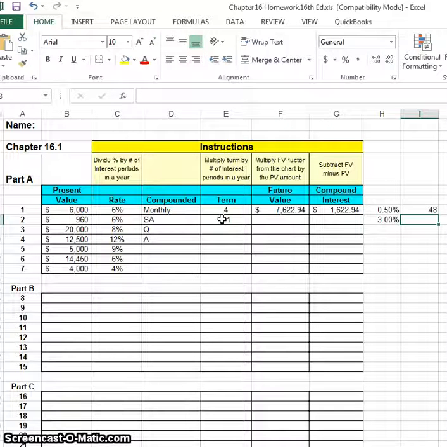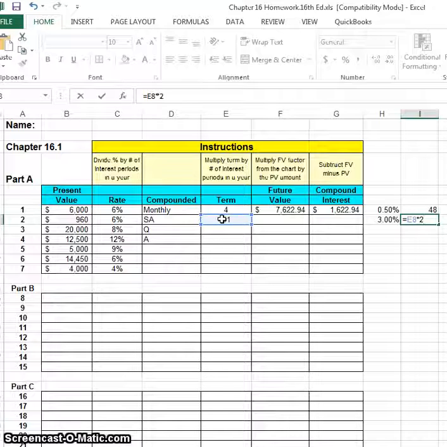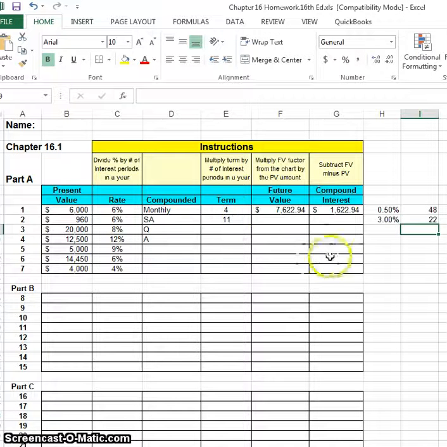So 11 years at twice a year will be 11 times 2, and so the number of compounding interest periods that we have for problem number 2 is going to be 22. And that does not mean it's 22 years, it's still 11 years, but twice a year the compounding will be done. And so that leaves us with 22 interest calculations.